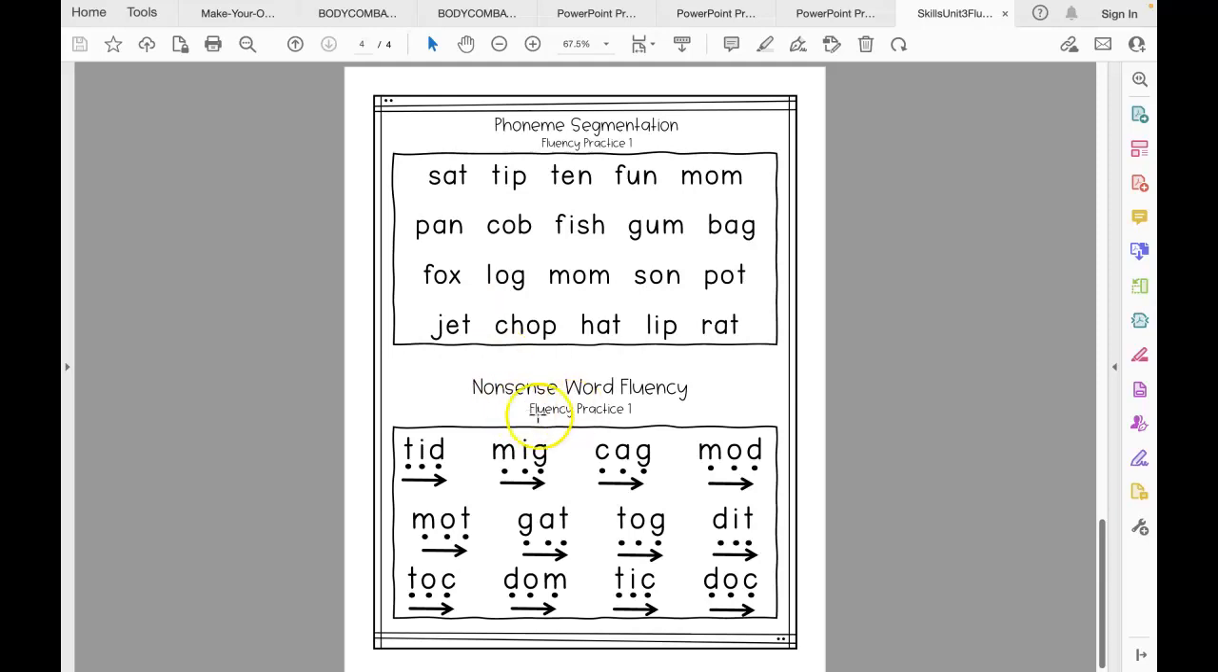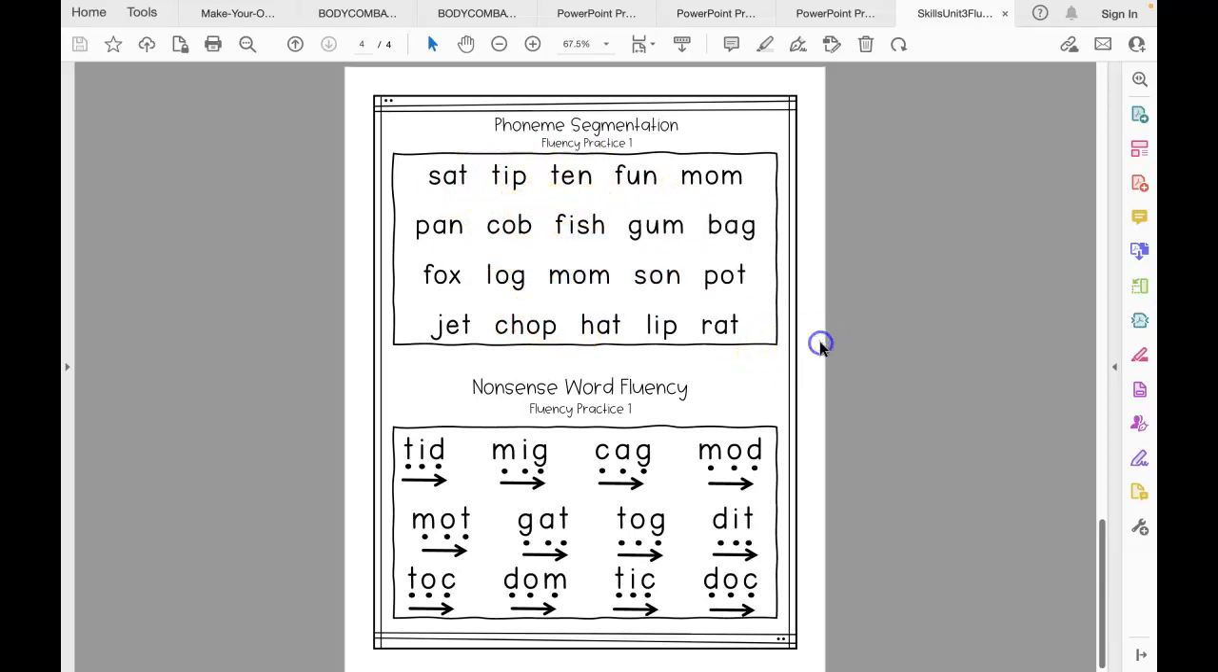So you wouldn't show them the pages for this, or you wouldn't have them looking at it as you're saying it. So for phoneme segmentation, the adult would say sat, and the student would go s-at. The adult would say tip. The student would respond t-ip. And again, going through, seeing how quickly it takes them to get through all of the words that are in the section.